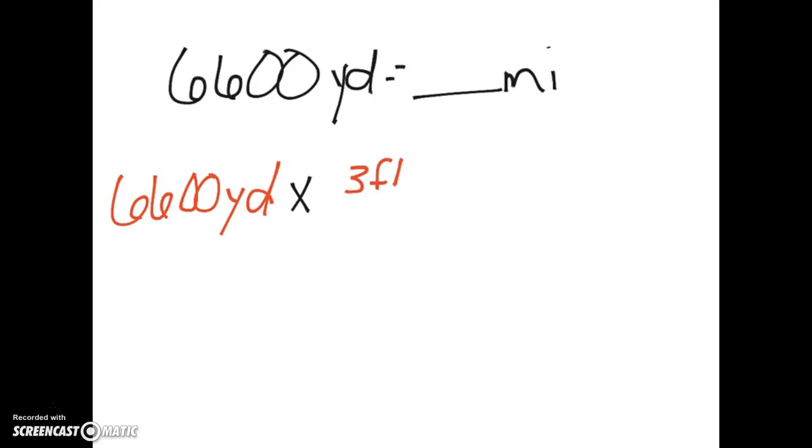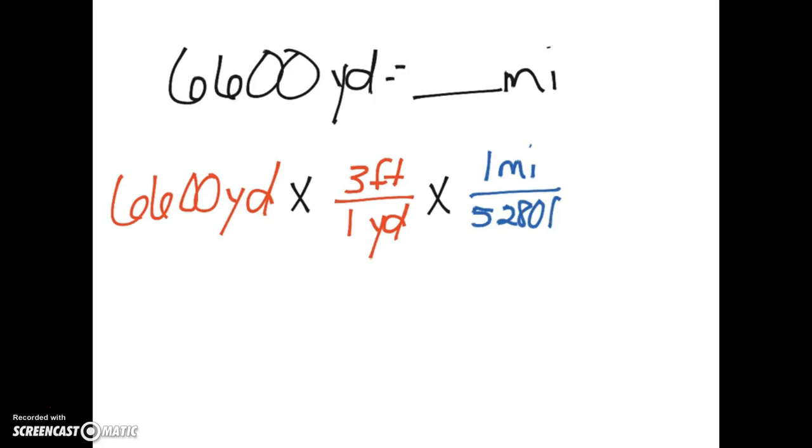3 feet for every 1 yard, times, let's see, 1 mile for every 5,280 feet. And miraculously, they still get the same answer we did. They still get the 3.75 miles. It's important to notice they got the same answer.